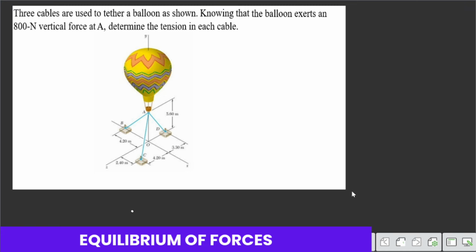At this point, we'll be looking at this particular question. And there's another question coming from equilibrium. It says you're supposed to determine the tension in each cable over here as well. It says that three cables are used to tether a balloon as shown.